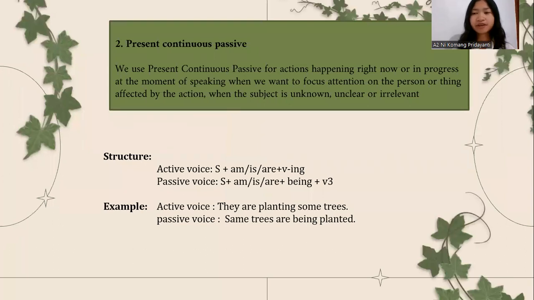And then for present continuous passive. We use present continuous passive for an action happening right now or in progress, at the moment of speaking, when we want to focus attention on the person or thing. For the structure, active voice is subject plus to be plus verb-ing. And then for the passive voice, subject plus to be plus being plus verb 3. Okay, so here is the example.